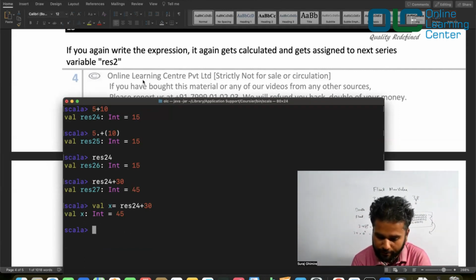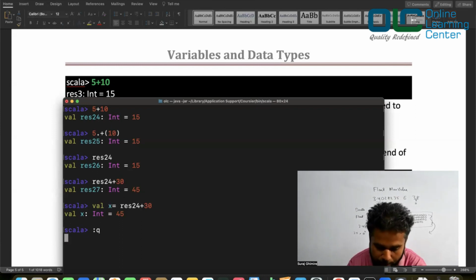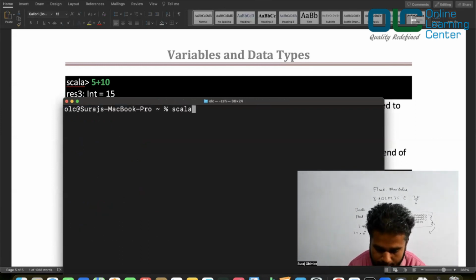That's what we have been doing. Now see here, 5 plus 10 is 15, okay, and it again gets assigned to the next variable res3 as per this notes, right? Let me quit my terminal. I have come out of Scala, right? Now let me again say Scala.